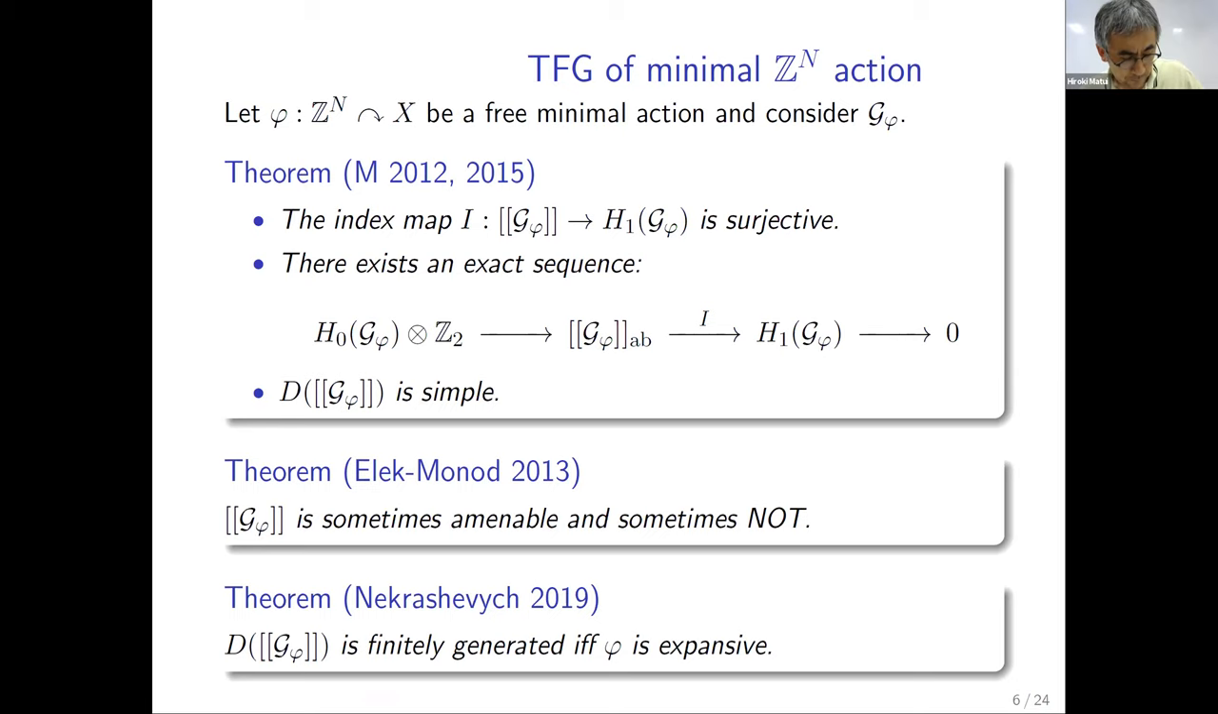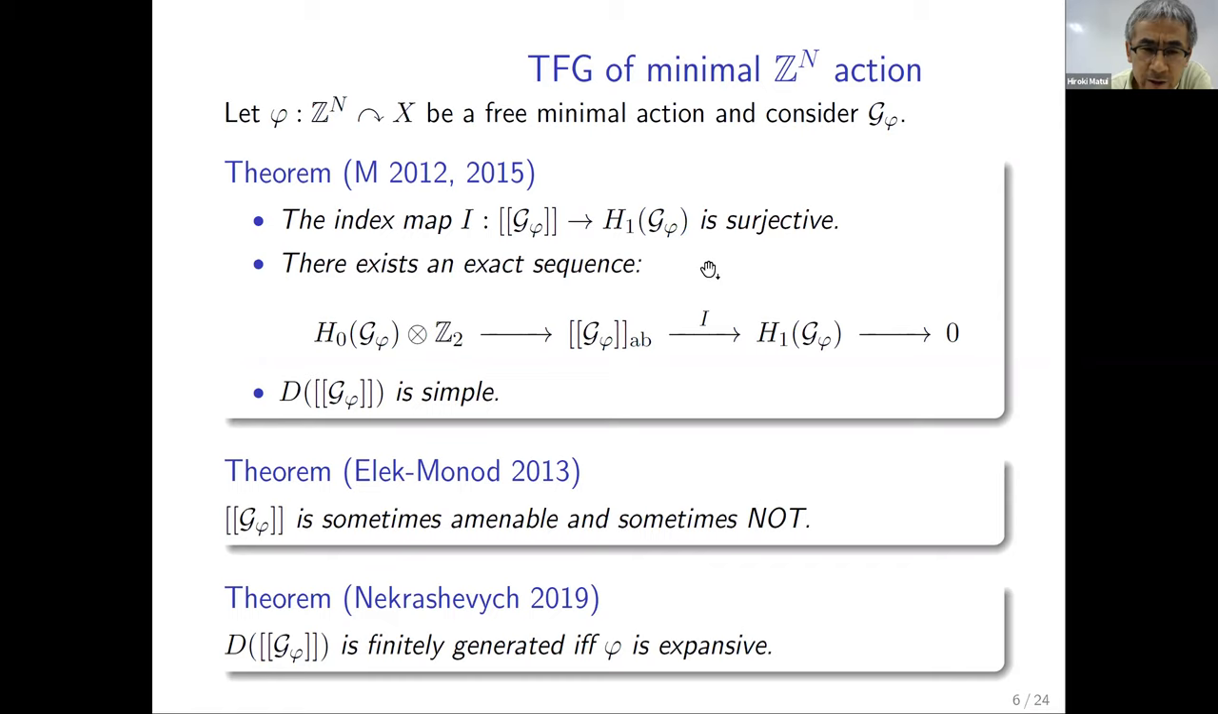Then next, it's a natural problem to extend the results which I explained in the case of Z actions to the case of actions of Z^n. Okay, so let phi be a free minimal action and consider the corresponding groupoid. In this case, I can also show that the index map I is again surjective.